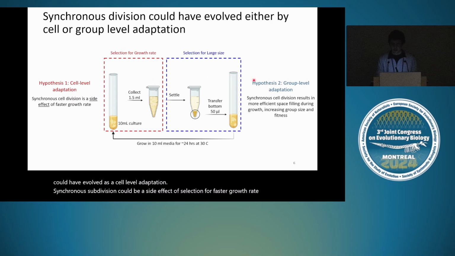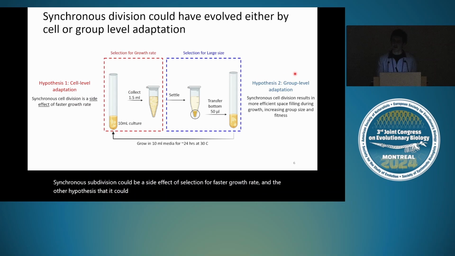And the other hypothesis is that it could have evolved as a group-level adaptation, as synchronous cell division could result in a more efficient space filling, which could allow to increase the group size and also the fitness of the group.